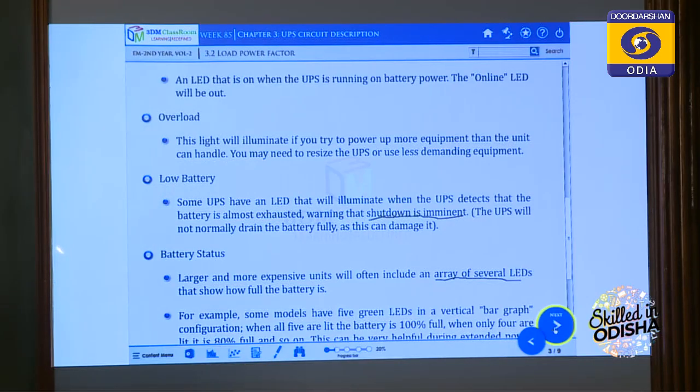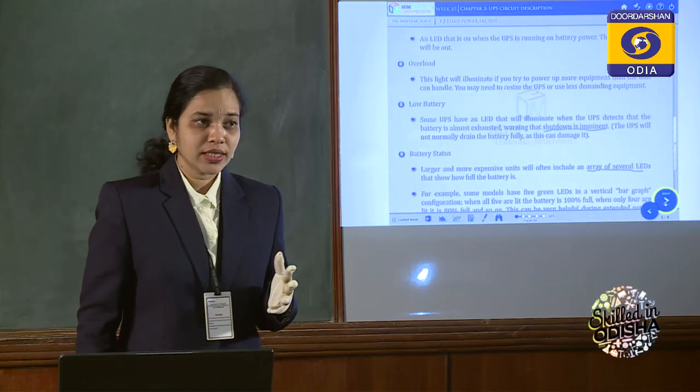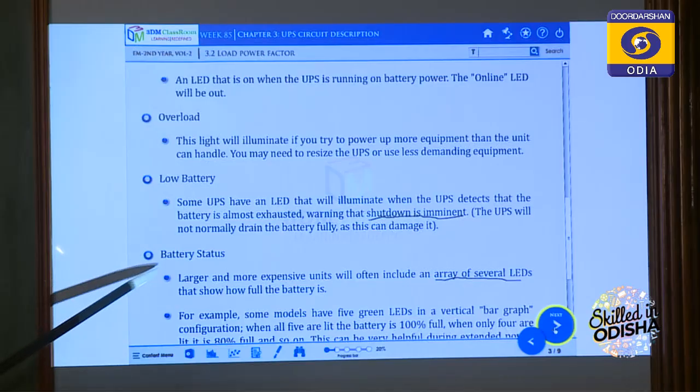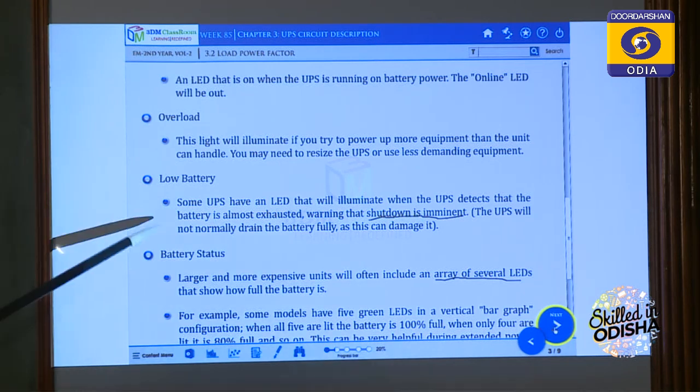So when we connect excess load to our UPS which is beyond the capacity of the UPS, at that time the overload LED glows. Also, simultaneously with that LED, some UPS also give an alarm sound, by which we come to know that our UPS is overloaded.